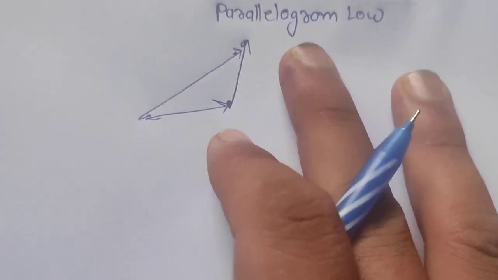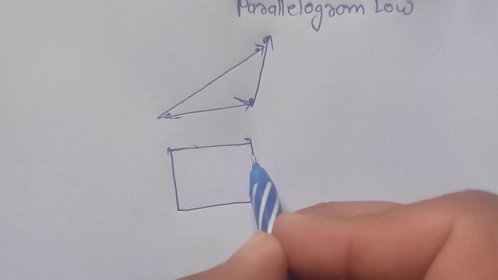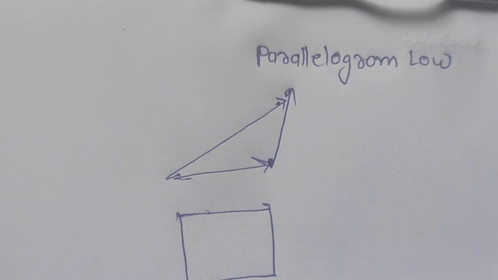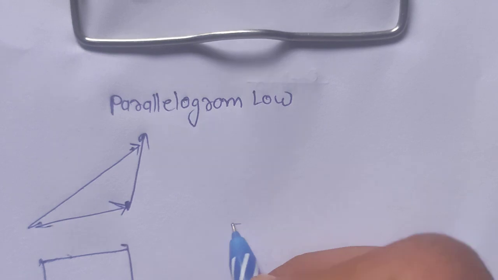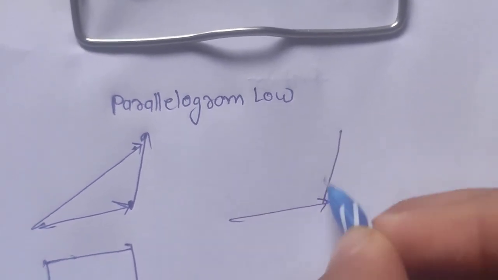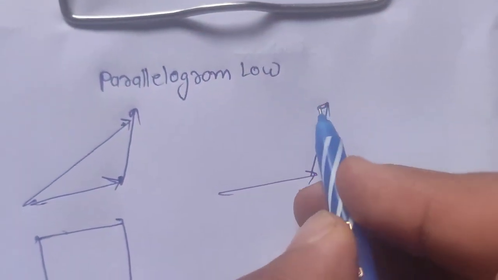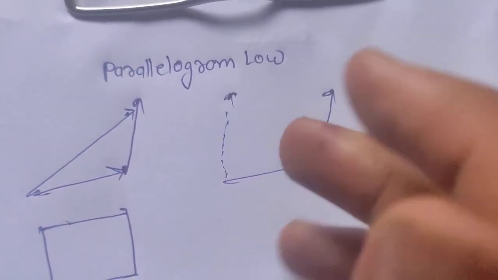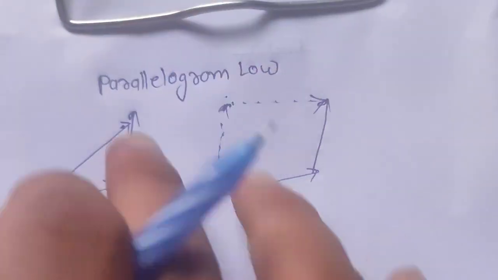But as we see, this is the parallelogram. So how do we go from the parallelogram to the triangle law? This is my vectors. If I shift the vector parallelly, as I taught you, this can be transferred to here, and this can be moved to there, so we can say that it becomes a parallelogram.